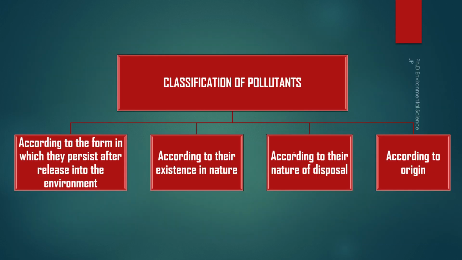Classification of pollutants. So how are the pollutants classified? They are classified on four bases. First is according to the form in which they persist after they are released into the environment. Then according to their existence in nature, according to their nature of disposal, and according to the origin.